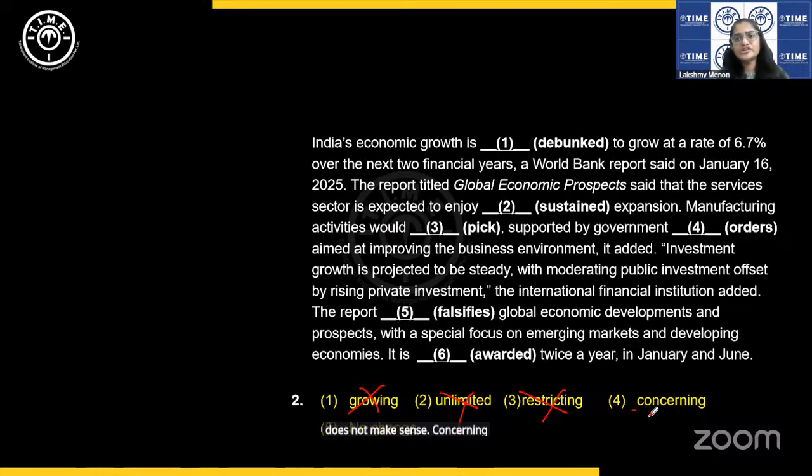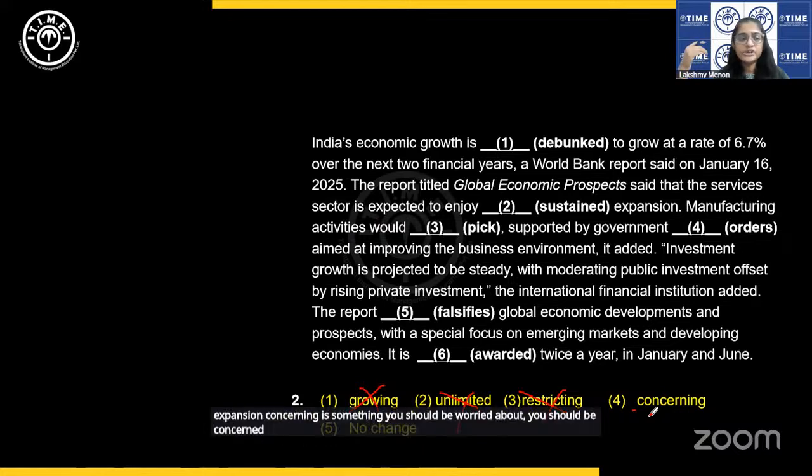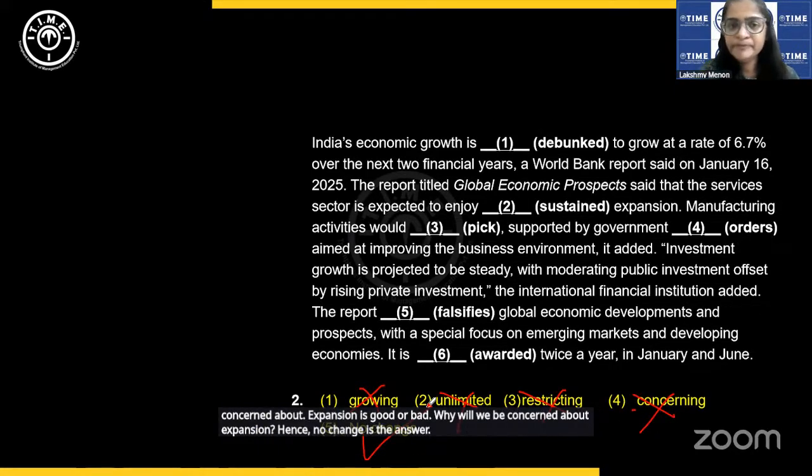Concerning expansion. Concerning is something you should be worried about. You should be concerned about. Expansion is good or bad. Why will we be concerned about expansion? Hence, no change is the answer. Okay, fine.